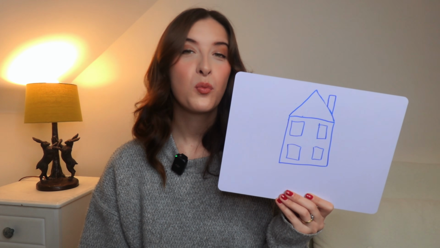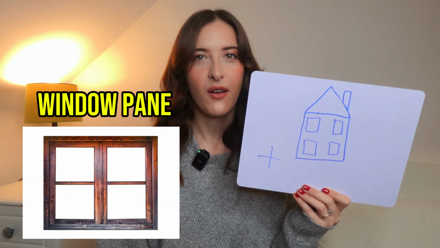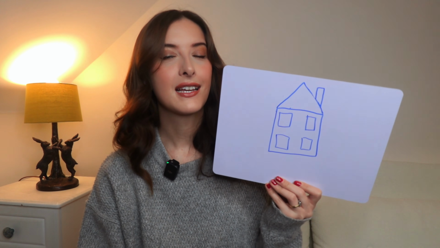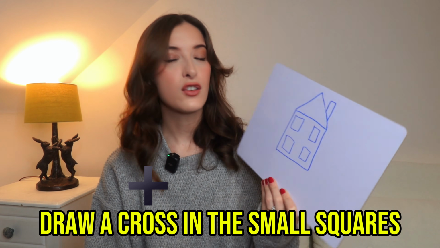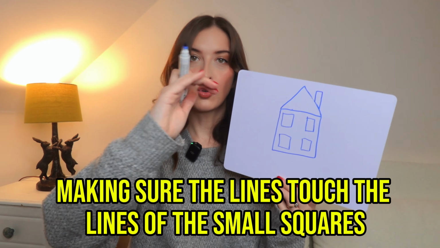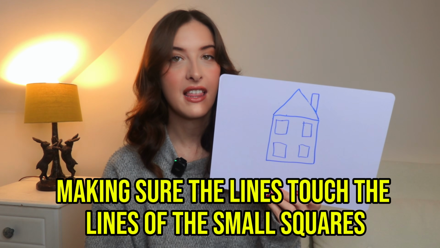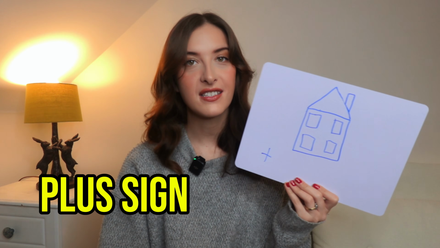Now, what if I want some window panes? You know, this kind of shape in the window. If I want that, how would we say that? What do you think? What would be your instruction? What do you think? So you could say, draw a cross in the small squares, making sure that the lines touch the lines of the small squares. You could say that, or you could call it a plus sign. You know, that kind of looks like a cross or a plus sign.